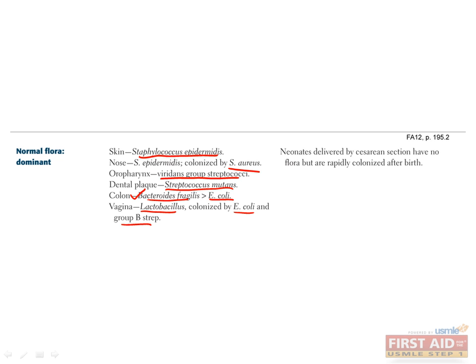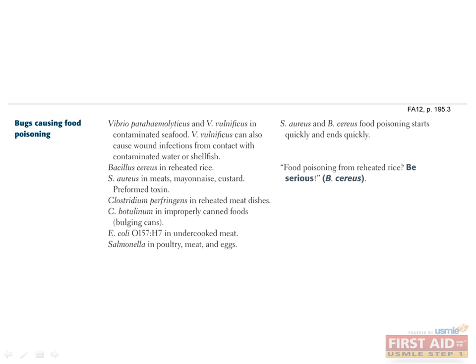There are several bugs that can cause food poisoning. By learning which food can give you which bugs, you can more easily diagnose an organism on exam questions. Patients who get food poisoning from contaminated seafood are often infected with Vibrio parahaemolyticus or Vibrio vulnificus. A patient who has eaten reheated rice may be infected by Bacillus cereus. Patients who have recently eaten meats, mayonnaise, or custard may be infected by Staph aureus.